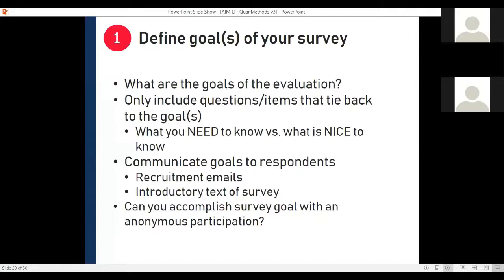And then while you're deciding on the goal of your survey, and this also goes into the design of the survey, you might need to think through if you're going to need to know who your participants are. So if it's a pre-post type of a survey, you may need to know who your participants are. Versus just a general perceptions type survey where you could maybe be okay with anonymous participation.